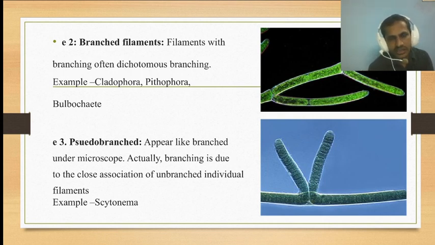The third filamentous form is pseudobranched. The first one is unbranched and the second one is branched. Pseudobranched filaments appear branched under the microscope. Actually, the branching is due to the close association of unbranched individual filaments, which is present in Scytonema.